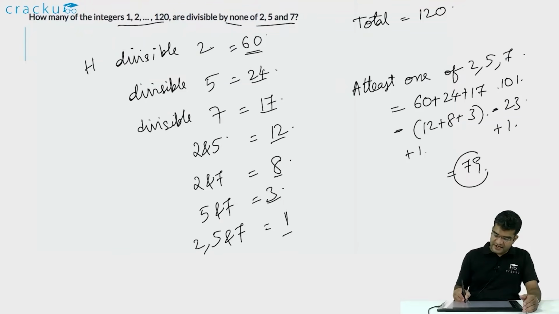So 79 out of these 120 numbers are divisible by at least one of 2 or 5 or 7. So the number of integers amongst the given list which are divisible by none of 2 or 5 or 7 is equal to 120 minus 79, which is equal to 41.